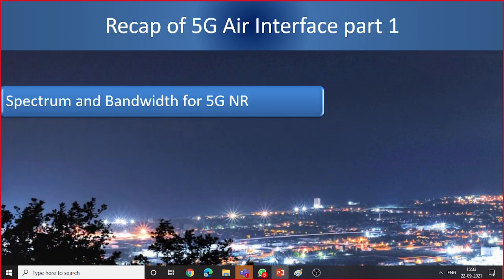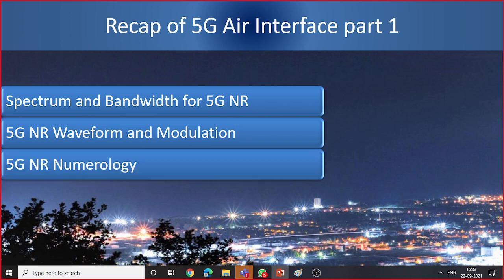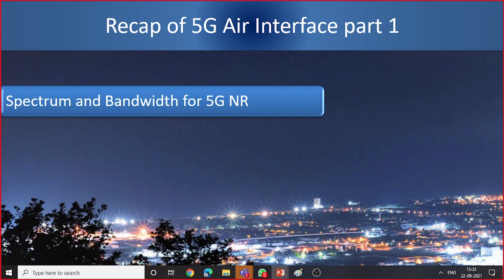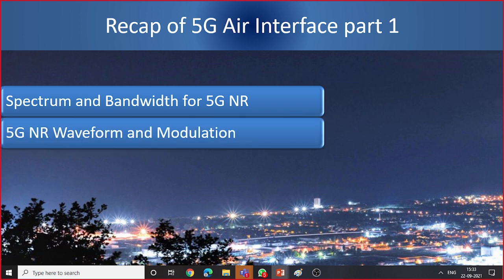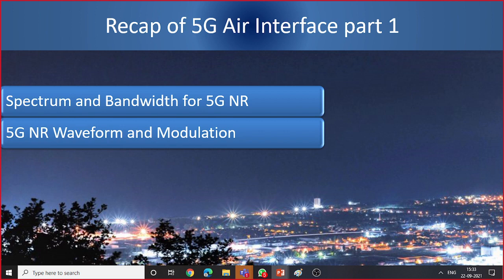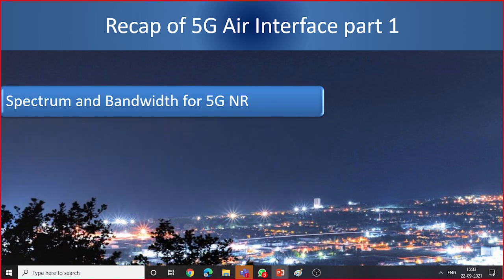So let's just have a recap of the last session. We talked about spectrum and bandwidth for 5G new radio. We explained that 5G supports spectrum in all three bands: low band, mid band, and also the high band, millimeter band. And we also discussed that in FR1 frequencies, which is kind of less than 1 gigahertz frequency, 100 megahertz bandwidth is supported, and in FR2, frequency range 2, 400 megahertz bandwidth is supported.